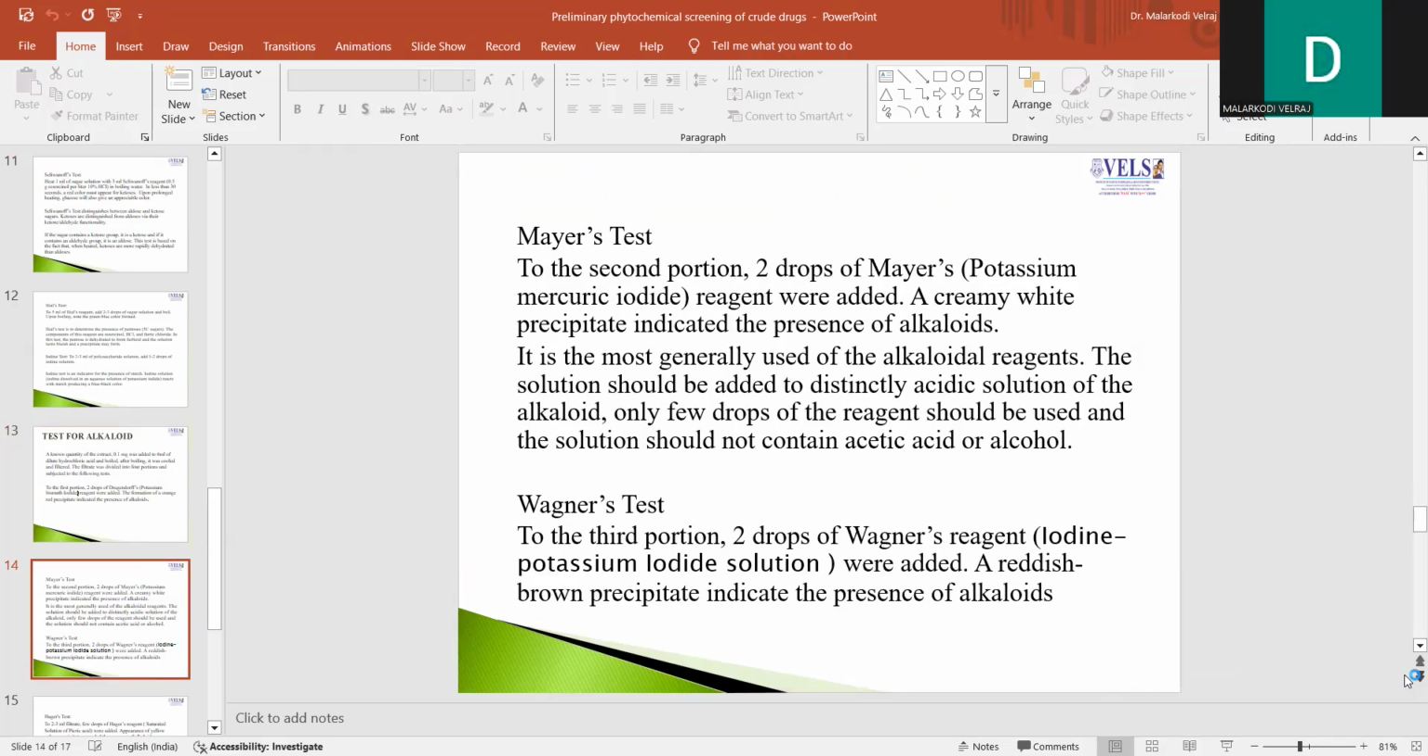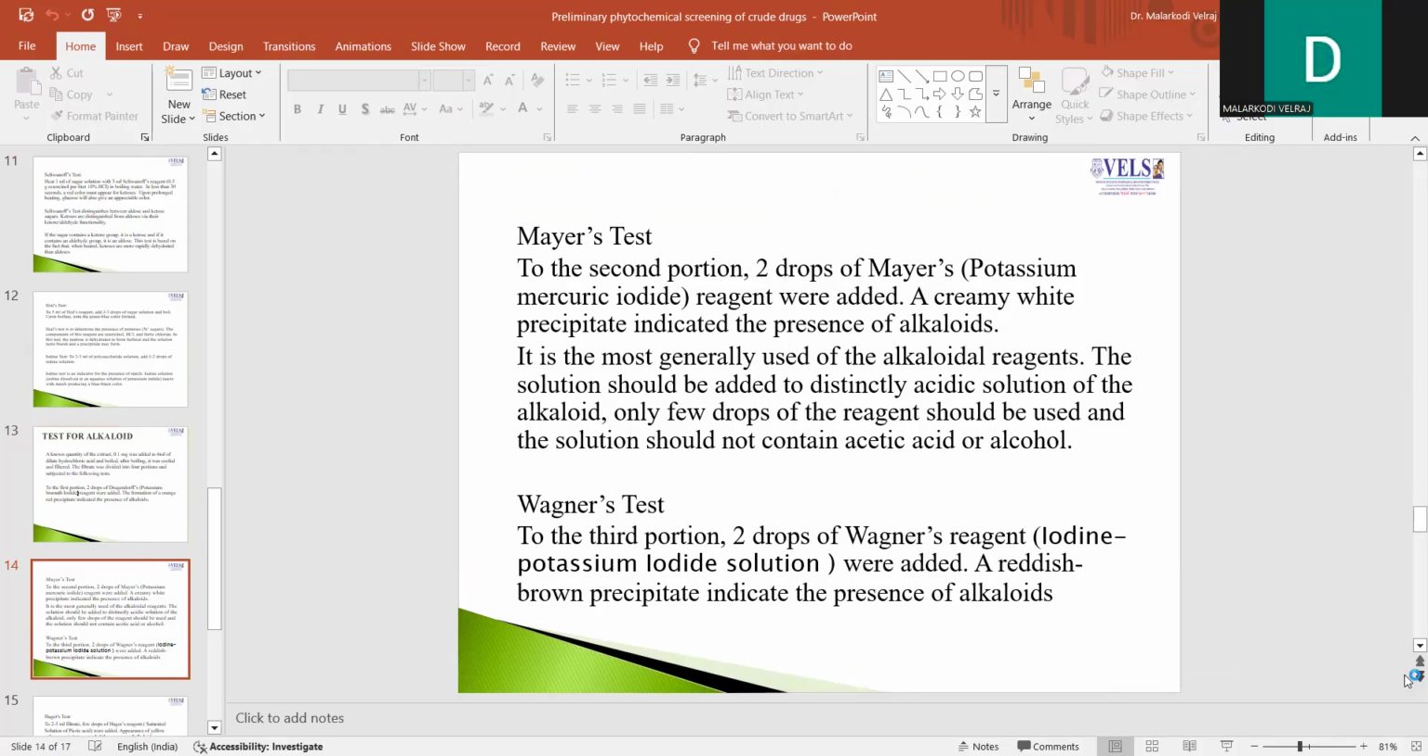Second test, Mayer's test. To the second portion, 2 drops of Mayer's reagent is added. Mayer's reagent is chemically called potassium mercuric iodide. A creamy white precipitate indicates the presence of alkaloids. It is the most commonly used confirmatory test for the presence of alkaloids. The reagent should be added distinctly to an acidic solution of the alkaloid. Only a few drops of the reagent should be used, and the solution should not contain acetic acid or alcohol.